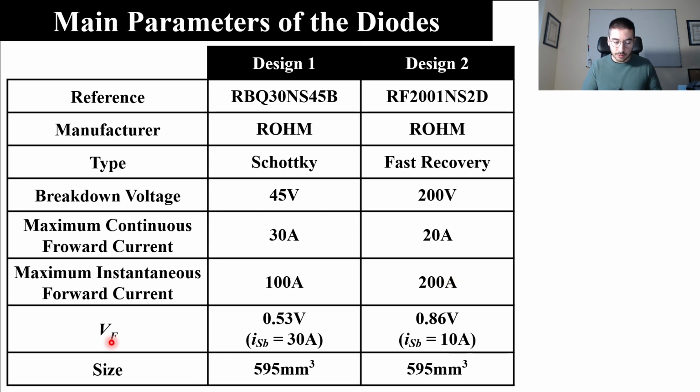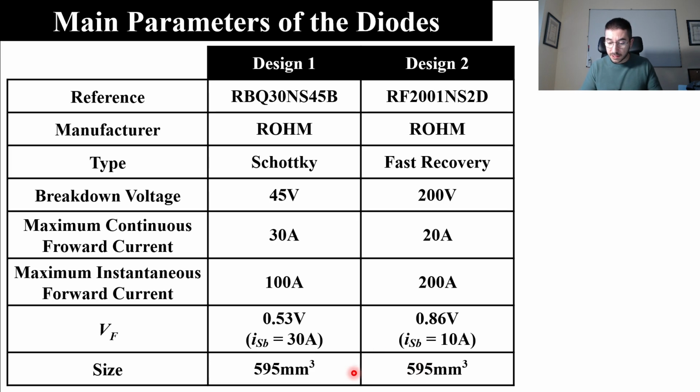And it's important to note that the forward voltage drop is much higher in the case of the fast recovery diode. And moreover, that voltage is evaluated at a smaller current level. Here we have 10 amps, here we have 30 amps. If you evaluate this voltage at this current, this voltage will be higher. So one of the conclusions that we are going to obtain in this video is that the fast recovery diode has higher forward voltage drop and it will be translated into higher conduction losses.